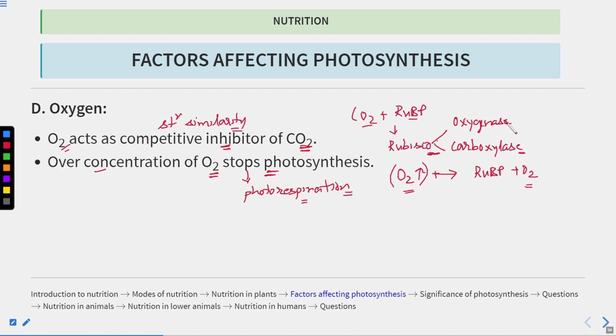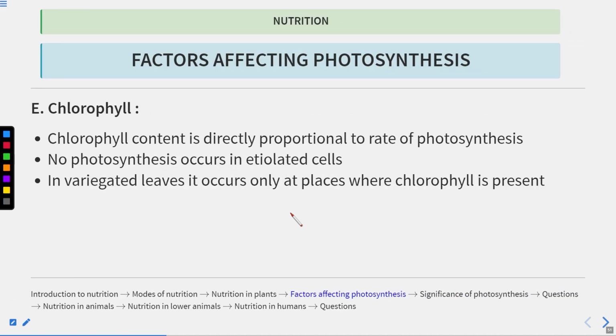So in oxygenase activity, Rubisco binds to oxygen. In carboxylase activity, it binds to carbon dioxide. So if the oxygen level is very high, Rubisco will bind to oxygen and carry out the process of photorespiration, which will lead to the inhibition of photosynthesis.